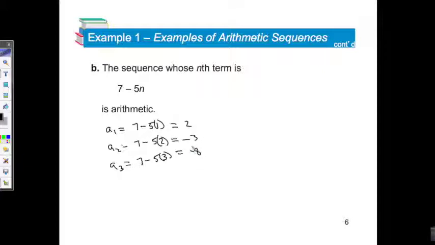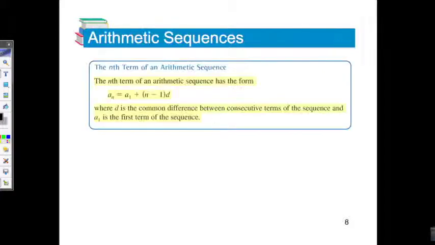Now let's see, what kind of common difference does it seem like we're getting here? We go from positive 2 to negative 3. That's a common difference of negative 5. It's going down 5. And then negative 3 to negative 8, again, that's a common difference of negative 5. So it looks like I'm getting the same D value of negative 5, indicating to me that this sequence is in fact arithmetic as well. If these numbers were not the same, that's when we get a sequence that is not arithmetic.